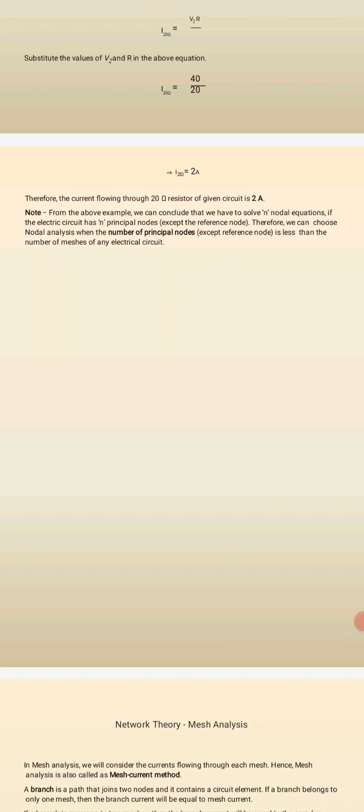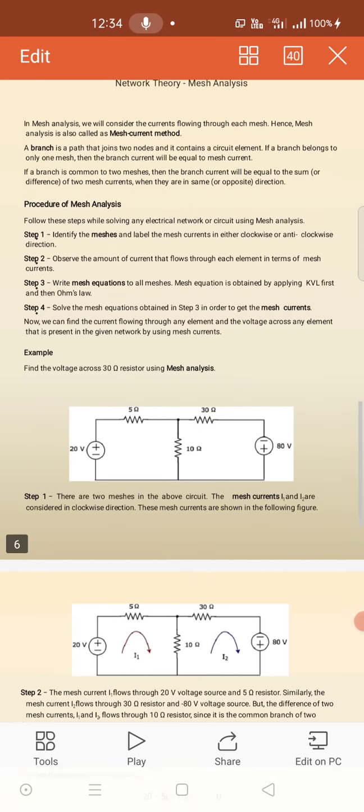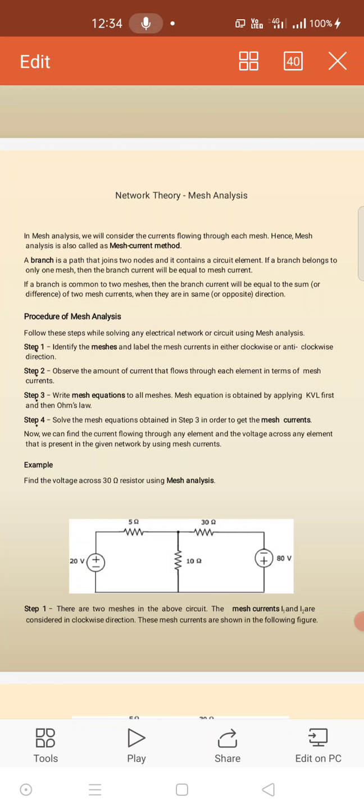From the above example, we can conclude that we have to solve n nodal equations if the electric circuit has n principal nodes except the reference node. Therefore, we can choose nodal analysis when the number of principal nodes except the reference node is less than the number of meshes in the electrical circuit. Otherwise, we can go for mesh analysis.